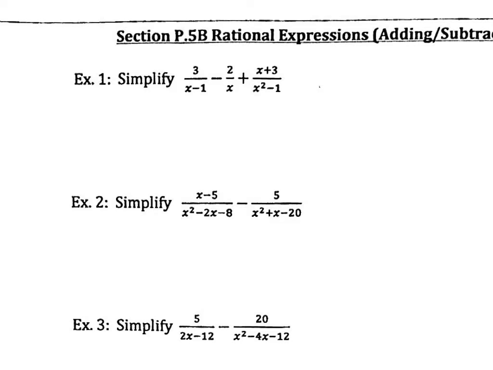If I look at example 1 here and I want to add these fractions together, I need common denominators in order to do that. So if I look at these, I can't add these together right away because I don't have common denominators. So that's going to be our objective: we need to get common denominators first, and then we can add and subtract the fractions together. Okay, so let's talk about how we do this.